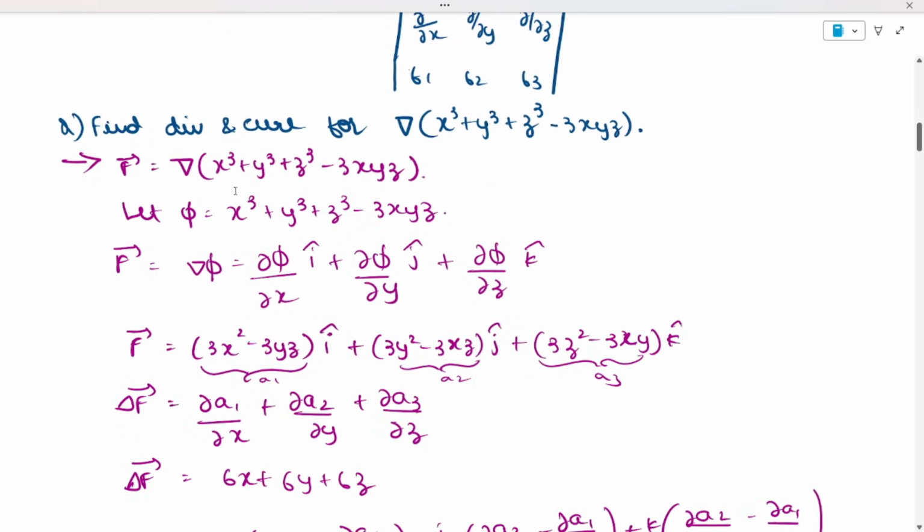Now let's solve the first question, finding the divergence and curl for gradient of x cube plus y cube plus z cube minus 3xyz. See, first you write what is given. Given, f bar is equal to gradient of x cube plus y cube plus z cube minus 3xyz. You have to take, let phi be this, imagine some phi as this. Next, if you take f bar, it is equal to gradient of phi, which is dou phi by dou x, dou phi by dou y, dou phi by dou z, that is i cap, j cap and k cap.